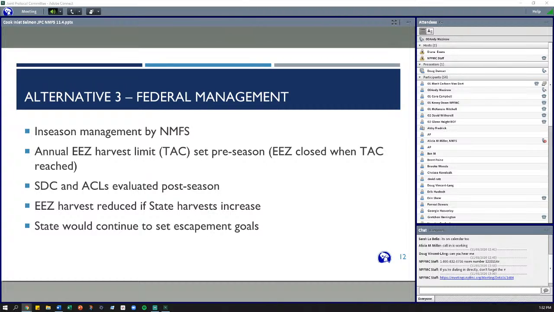Yeah, I'll just conclude with that under Alternative 3, the state would continue to set escapement goals for state waters. And I'll pause for questions.